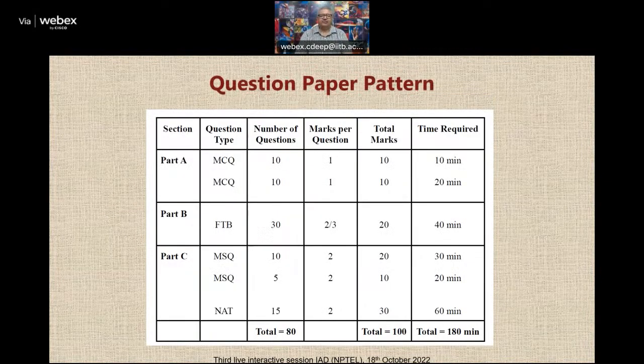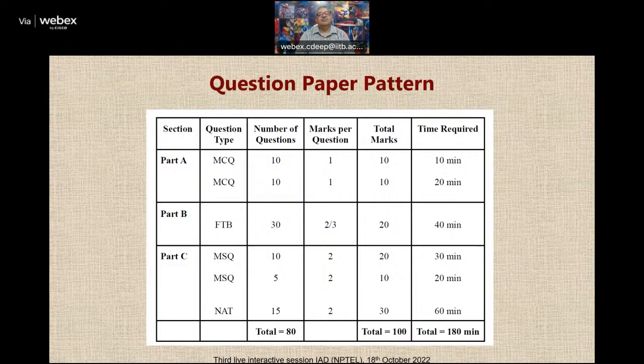This is the pattern of the question paper. The question paper will consist of 3 parts. Part A will have multiple choice questions in which only one of the choices is going to be correct. So they will be relatively easier. Many of these are going to be similar to the questions which have been asked to you in the assignments.